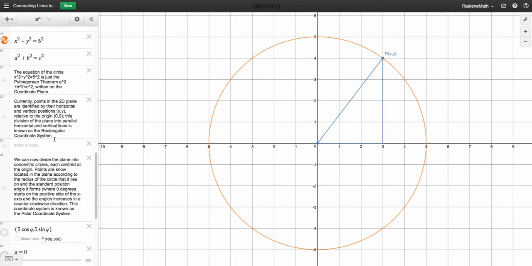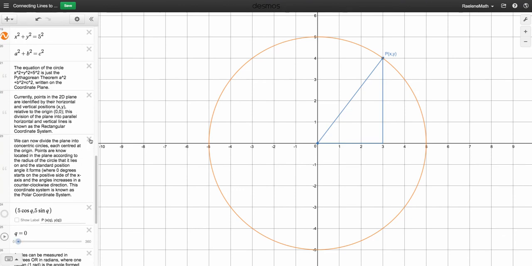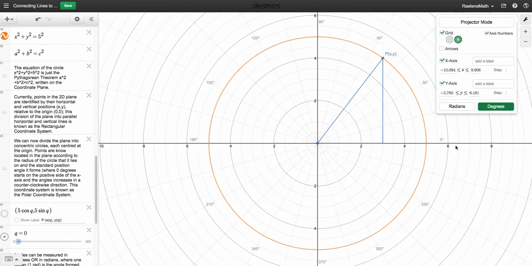Okay, so currently we have the points in the two-dimensional plane, which are identified by their horizontal and vertical positions, the x and the y coordinates, and those are relative to the origin at 0, 0. We are dividing the plane into parallel horizontal lines and parallel vertical lines, and this way of dividing the plane is known as the rectangular coordinate system. We can now divide the plane into concentric circles. Concentric means sharing the same center. And if we do that, we get a slightly different looking grid.